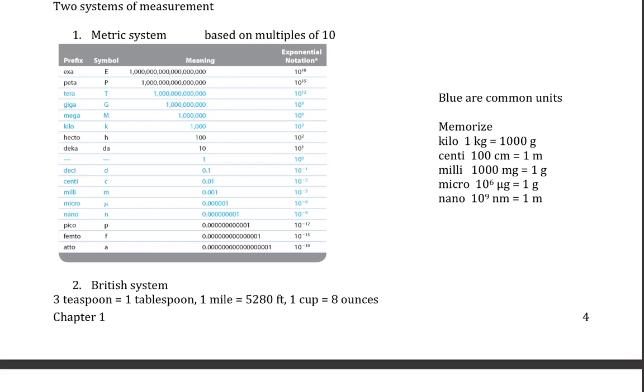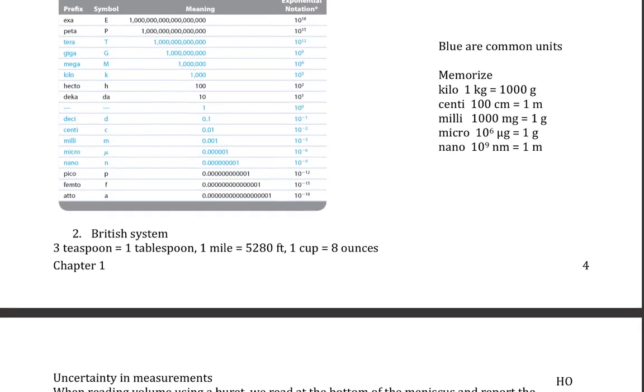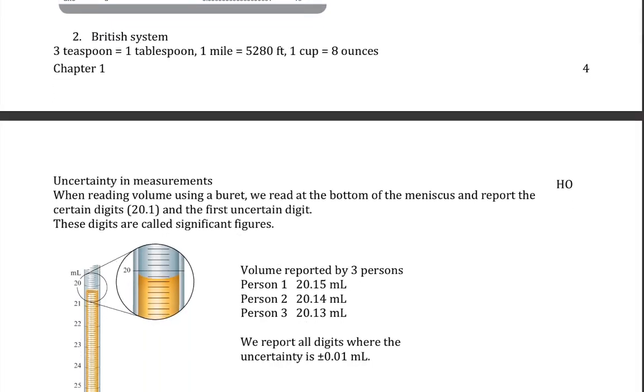The British system is what we use in our everyday life, at least here in America, though most countries in their everyday life use the metric system. Anyway, here we're having a hard time converting over. The British system is what you're exposed to, most likely at home. That's the one where, for example, 3 teaspoons equal 1 tablespoon, 1 mile is 5280 feet, 1 cup is 8 ounces, etc. Notice there's no commonality between those different units, unlike the metric system, which is based on orders of 10.